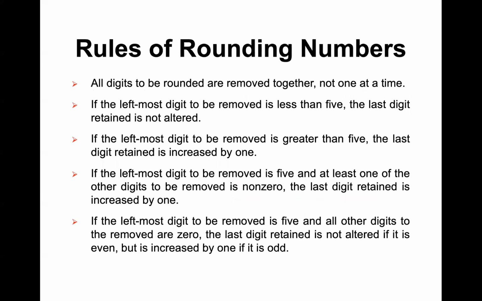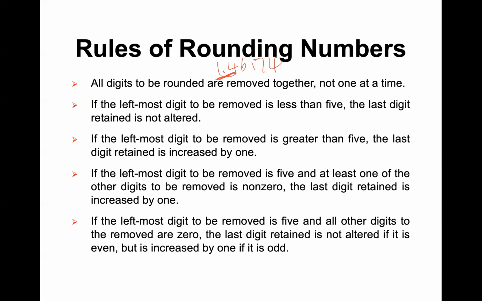Now let's look at the rules for rounding numbers. First of all, digits to be rounded are removed together, not one at a time. I can show you one example. Let's say this one, 1.46174. If we want to do the rounding and we only keep the first two, like in those cases.